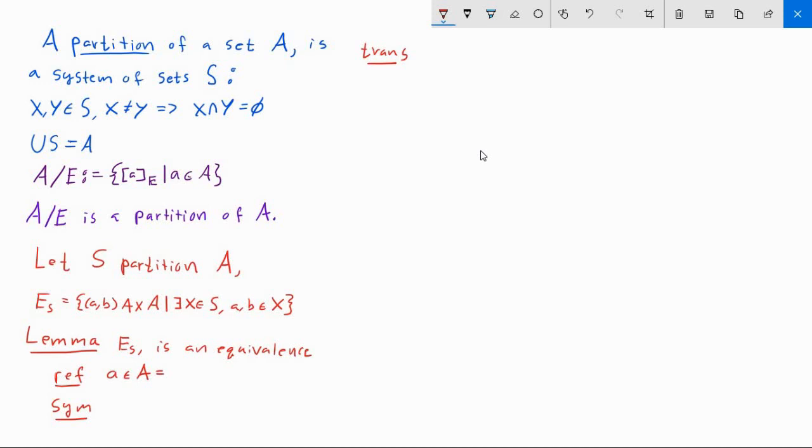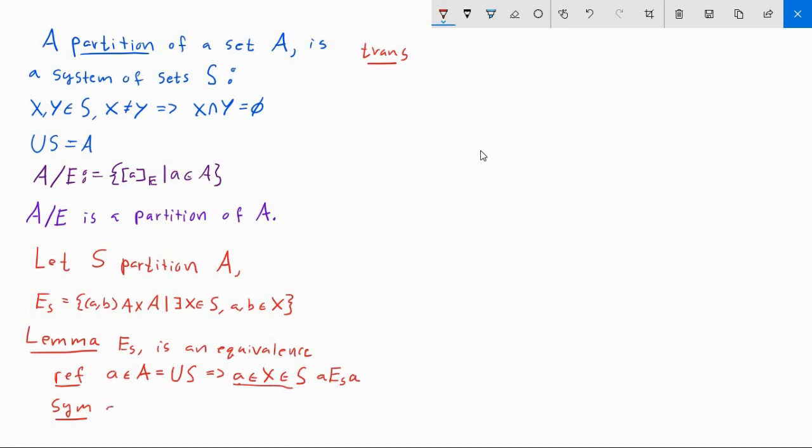Well, we've decreed S to be a partition of A. So we know that big A is equal to the union of S. But since little a is in the union of S, that means that there exists some set X such that a is in X and X is in the set S. Well, a is in such a set, and so is a, yet again. So certainly a is E sub S related to a.